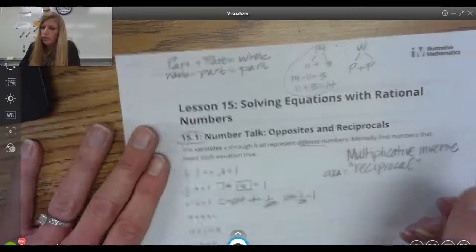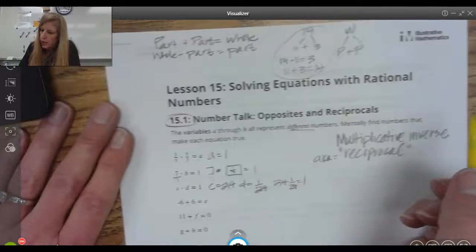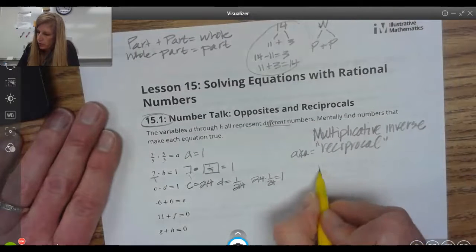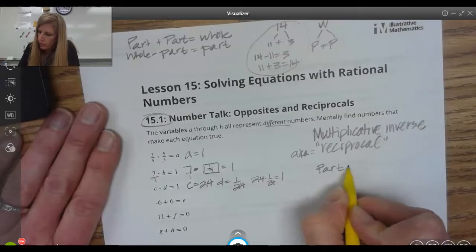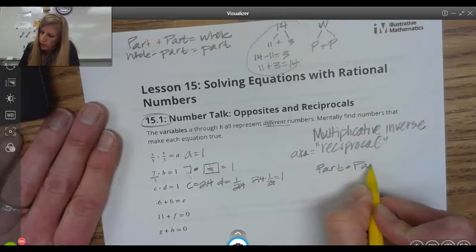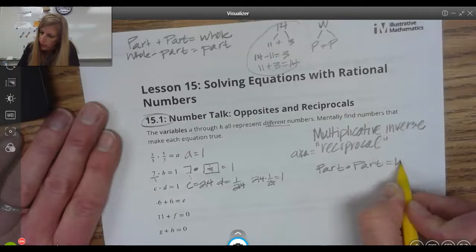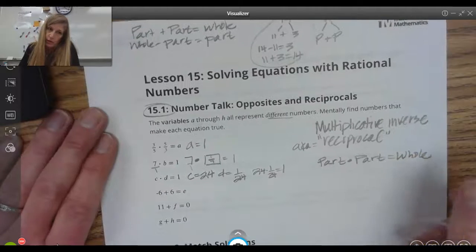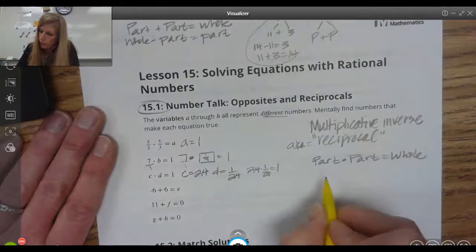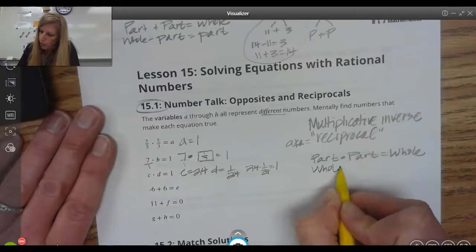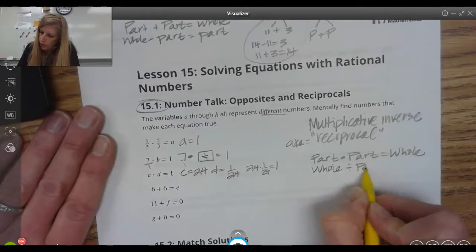Okay, so for multiplication, as you know, we will do part times part to get the whole. So it's very similar, okay? But to undo multiplication, we do division. So whole divided by part equals part.